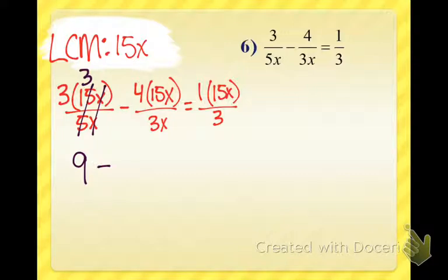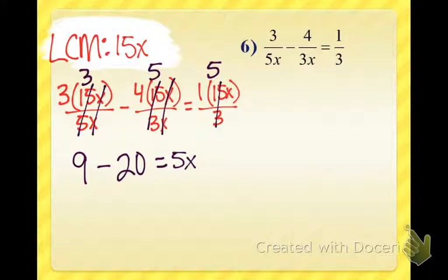Minus, what reduces in my next fraction? The x's cancel out. 15/3 becomes a 5. 4 times 5 is 20. Equals, what reduces in my last one? 15, and the 3 becomes 5. So what am I left with? 5x.